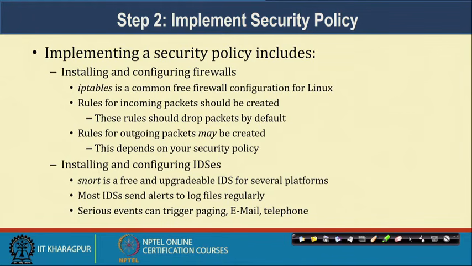Rules for incoming traffic should be created, and rules for outgoing traffic should be created. For example, I can say that for incoming traffic only HTTP is allowed, whereas for outgoing traffic we allow telnet, FTP type of things. So, both the rules should be there in the firewall. We will try to see those things when we look at some aspects of firewall configuration.